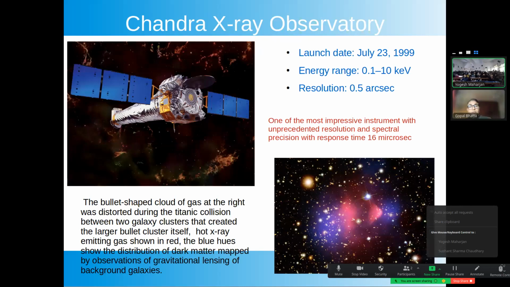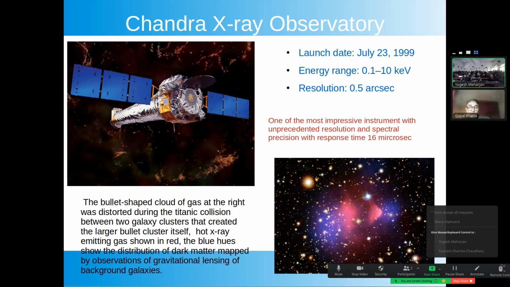Chandra is one of the impressive instruments, with unprecedented resolution and spectral precision. The response time is 15 microseconds, which can be very useful to detect pulsars. You might know what pulsars are; I can also talk about them later. It was very important in the study of the universe in X-rays, for pulsars, supernova remnants, even the sun and moon. It has many important discoveries, but because I don't have much time to go over every one of them, I just want to point out one thing.